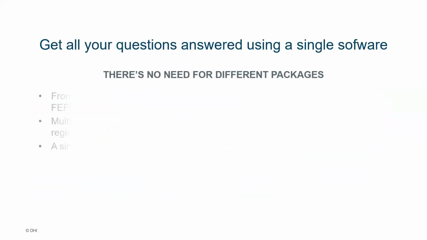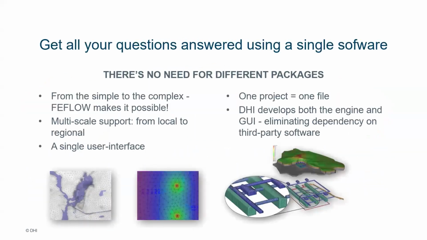The FEFLOW main concept is that you do everything in one single file, either a simple box model or something more complex. You can work in multiple scales from local to regional. One project, one file, so you don't need to mess around with different text files. And you have one graphical interface that allows you to control all the different processes from one location.